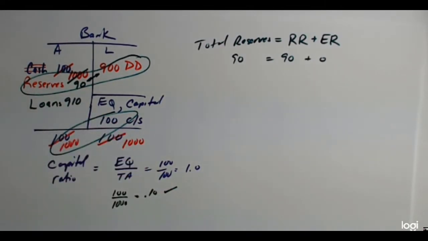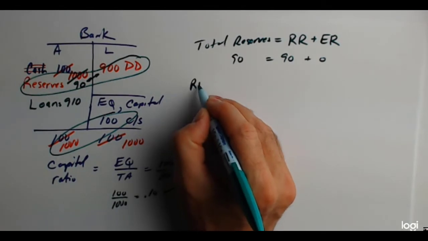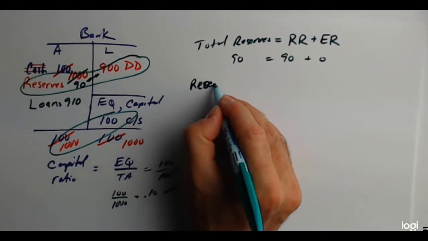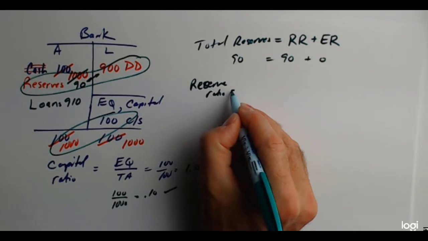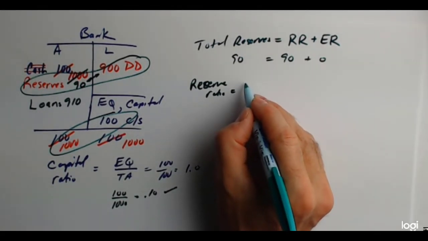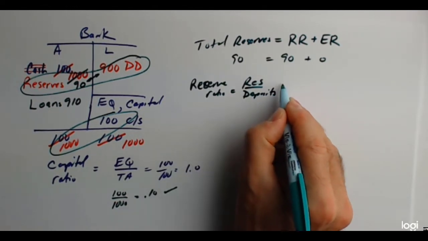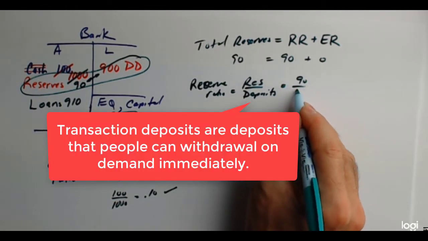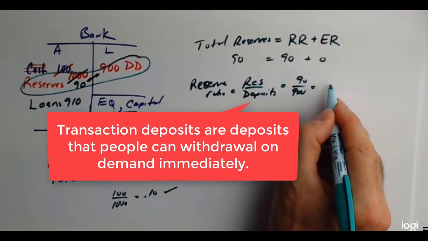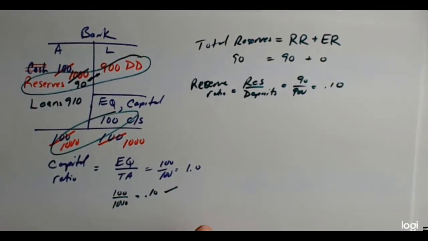Just to be clear, reserve ratio is calculated as this. It's reserves divided by deposits. And in this case, it's 90 over 900, and it's 10%. Just happened by chance that it's 10%, that they're both equal here. So it's not unreasonable. A capital ratio in the ballpark of 10% or even a little less is pretty normal. Now, we'll look at other ratios that are a little bit higher than this for capital.